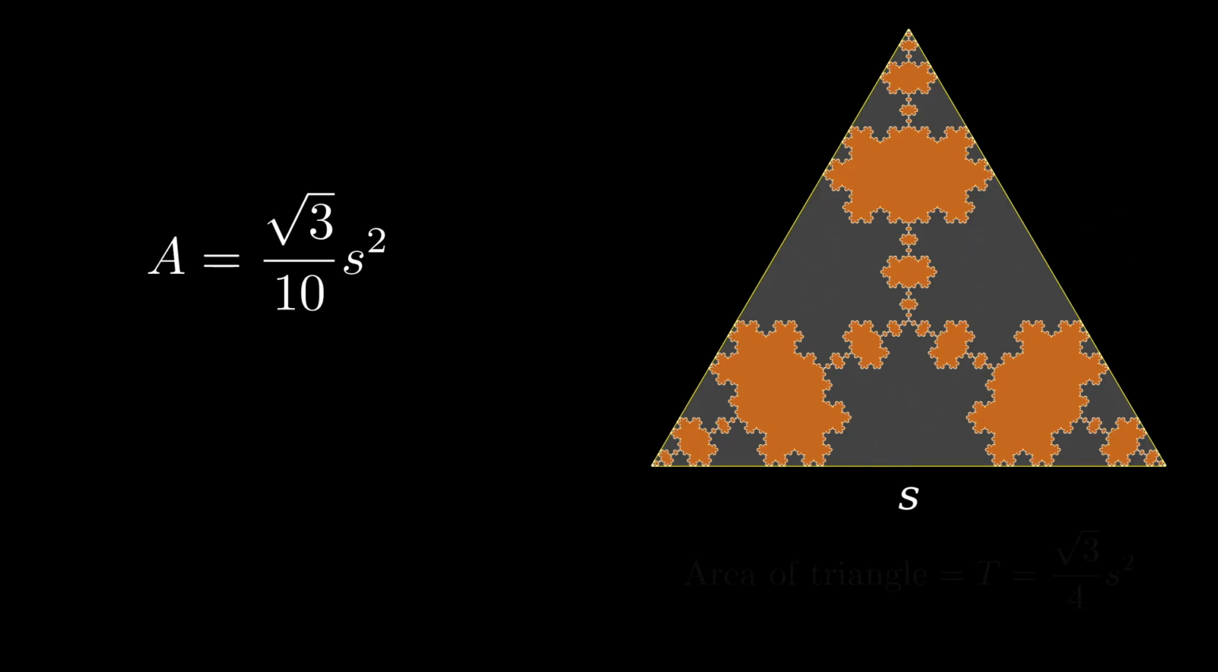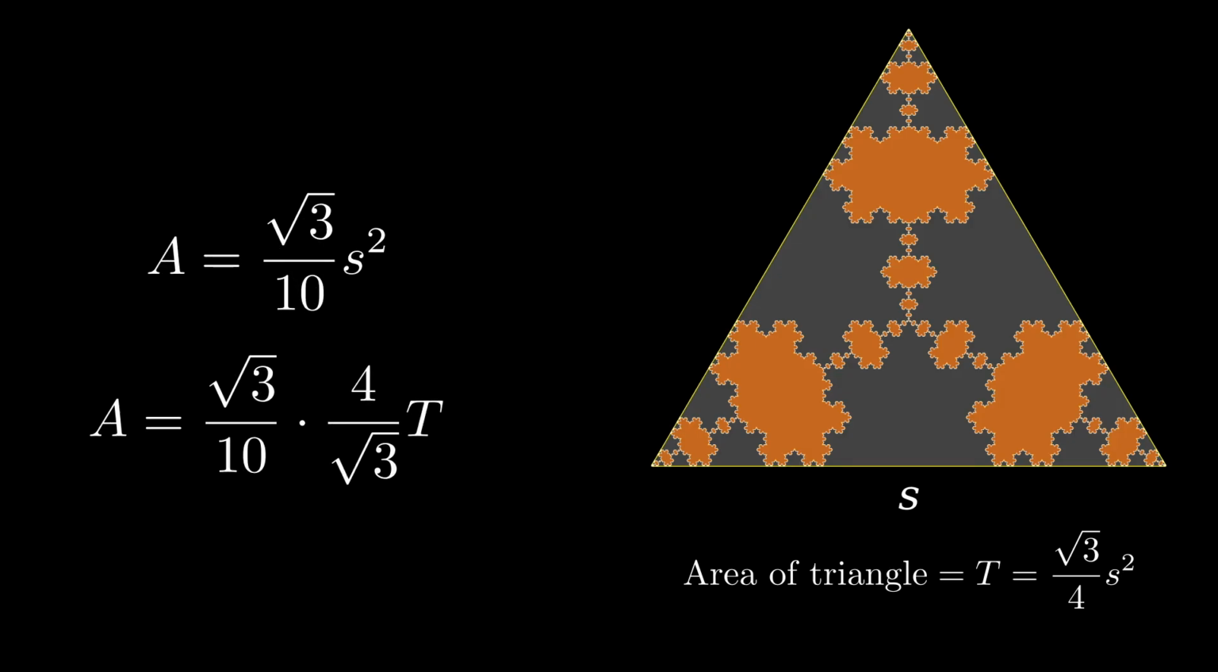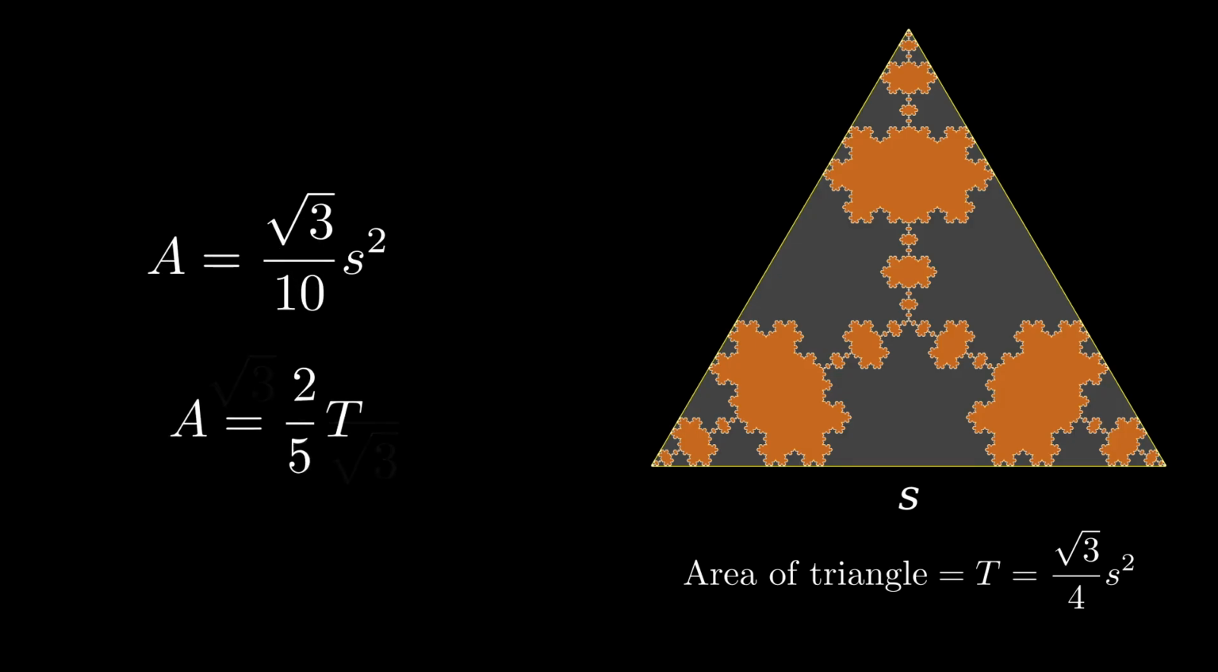If T is again the area of the equilateral triangle, then we can also express the area of the anti-snowflake in terms of T as we did with the snowflake. This shows that the area of the anti-snowflake is 2/5 of the area of the initial equilateral triangle.